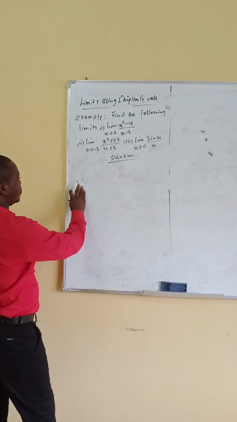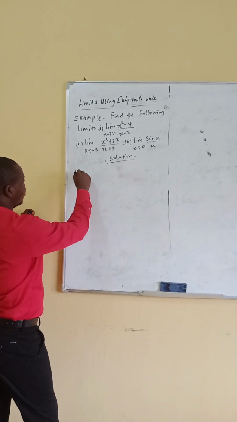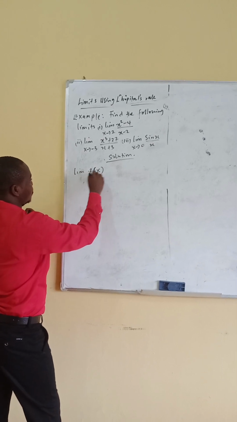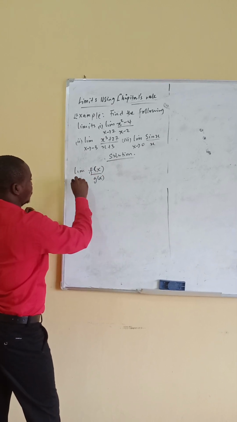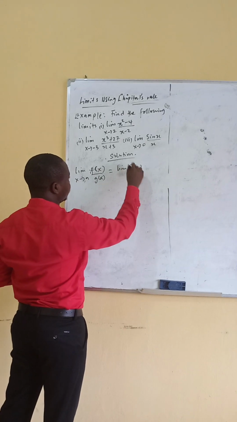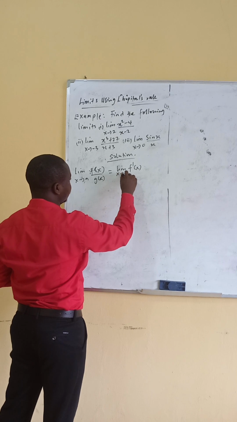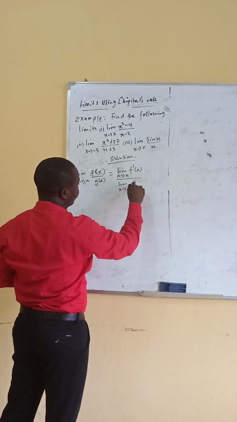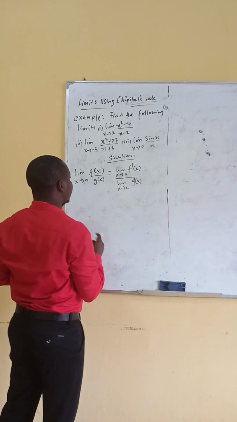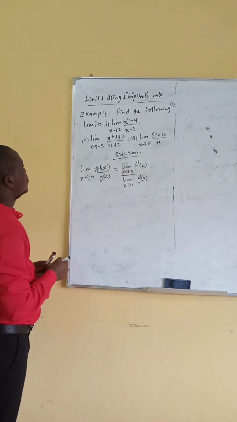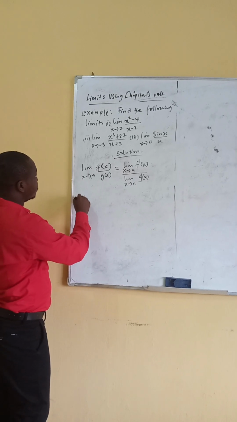So number one, L'Hôpital's rule says that the limit of f of x over g of x as x tends to a is the same thing as the limit of f prime of x as x tends to a divided by the limit as x tends to a of g prime of x. This can still go on, you can get the second derivative and so on and so forth. Now we go back to the first question.